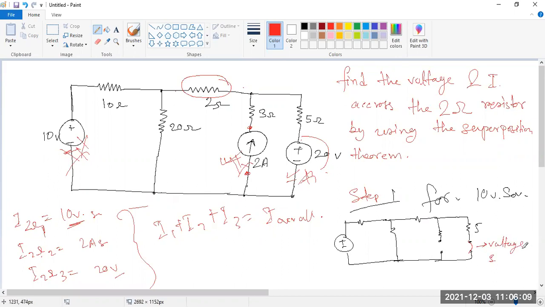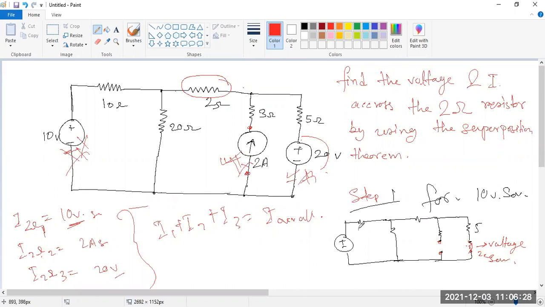Voltage source. If this voltage source has any resistance, then you have to put it in. Say if this voltage source has 2 ohm resistance, then you have to put this 2 ohm resistance. But this is the current source, so you just have to open it.